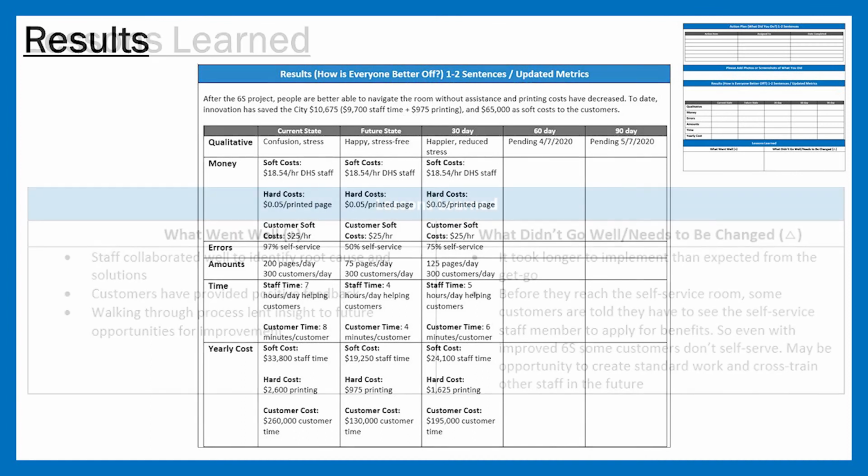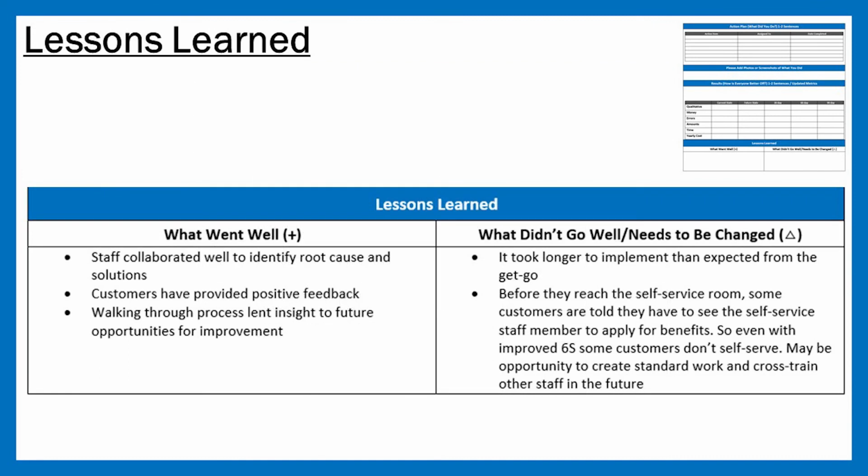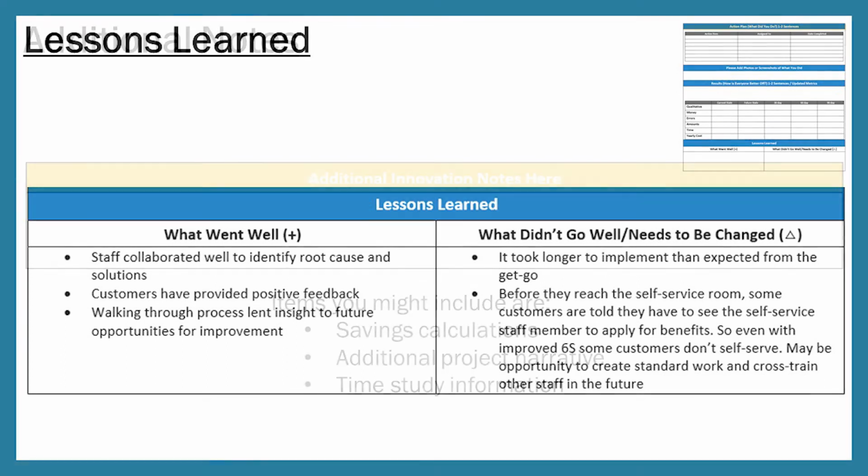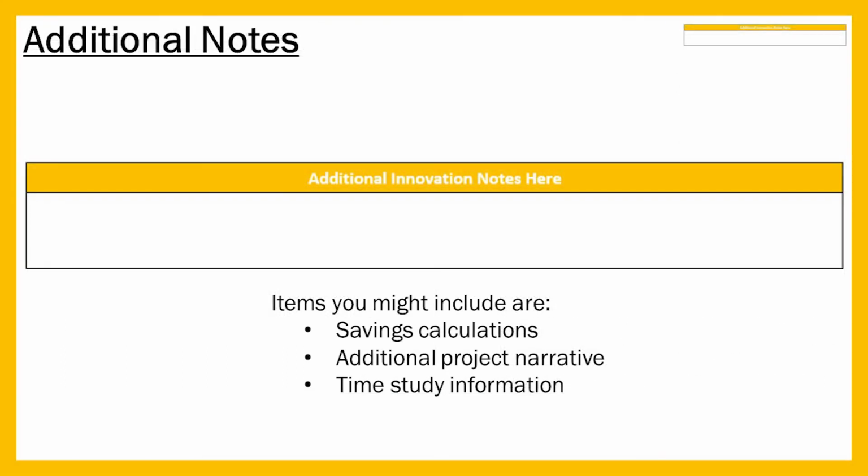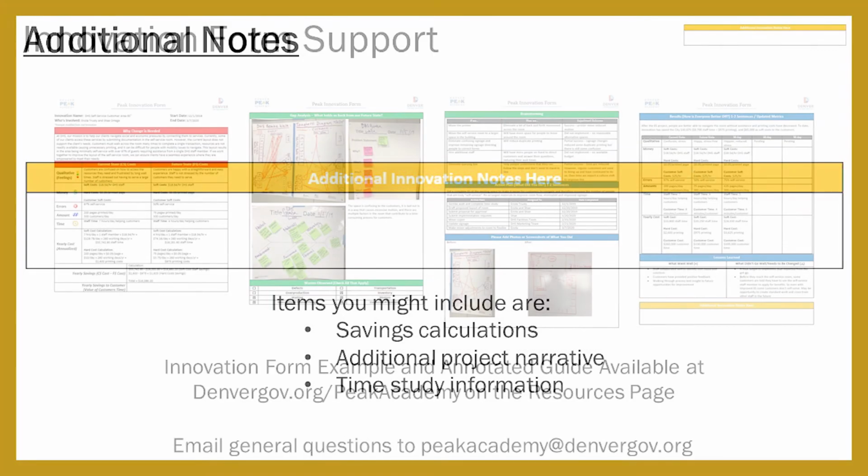In the lessons learned, use the plus delta to capture feedback from all parties involved in the improvement to determine what went well, the pluses, and what didn't go well or still needs to change, the deltas. This feedback can be used to celebrate and highlight your successes as well as identify future opportunities for improvement. If you still have more details to capture for your improvement, include them in the additional notes section.